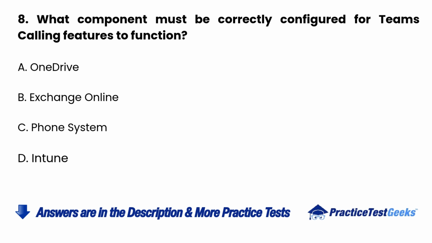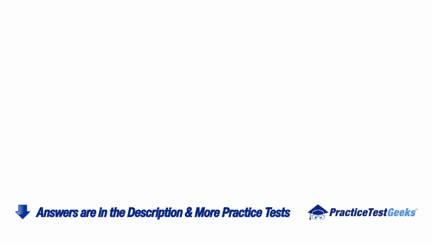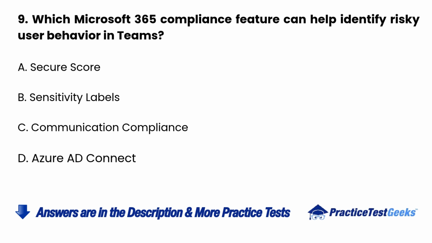8. What component must be correctly configured for Teams calling features to function? A. OneDrive. B. Exchange Online. C. Phone System. D. Intune. 9. Which Microsoft 365 compliance feature can help identify risky user behavior in Teams? A. Secure Score. B. Sensitivity labels. C. Communication compliance. D. Azure AD Connect.